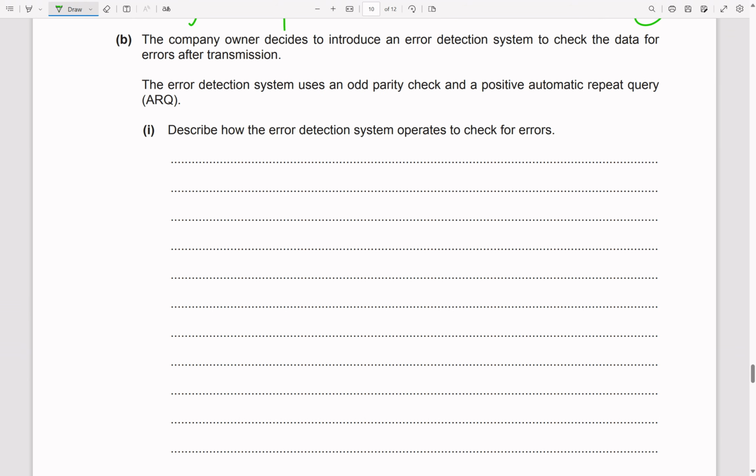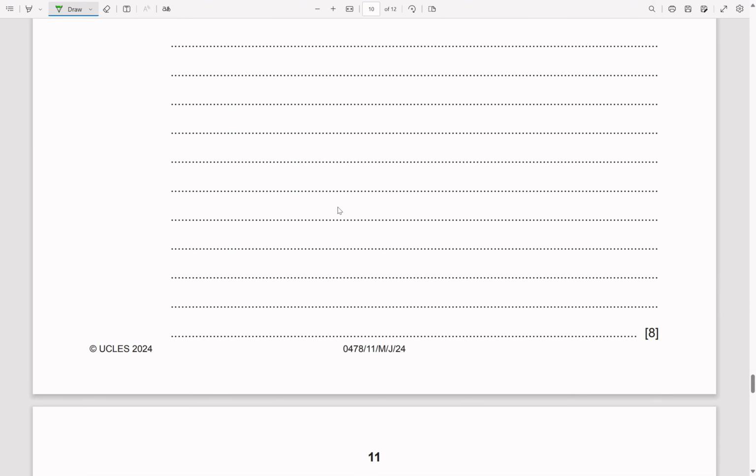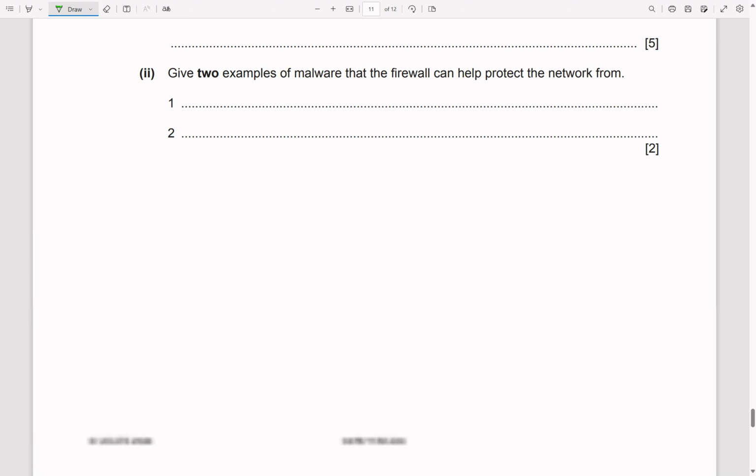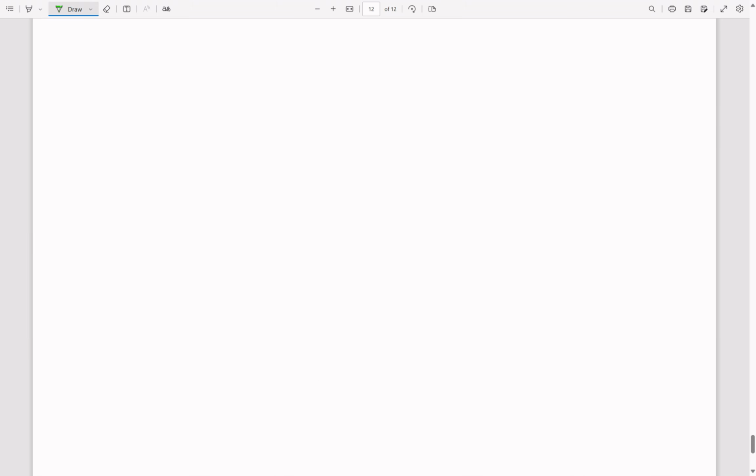Right, then a big question. The company owner decides to introduce an error detection system to check the data for errors after transmission. The error detection system uses an odd parity check and a positive automatic repeat query, or ARQ. Describe how the error detection system operates to check for errors. This is an 8-mark question, and honestly I'm not sure I've ever seen 8 marks in IGCSE before. So I'm just going to try and draw this.